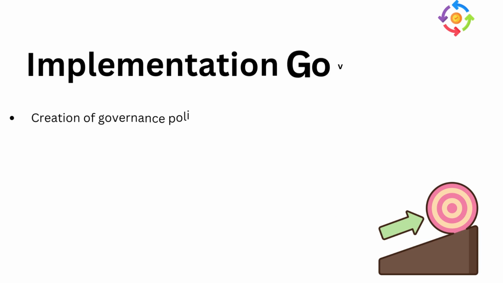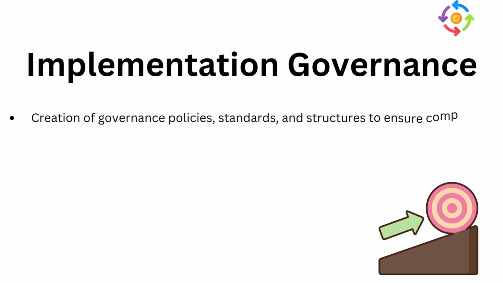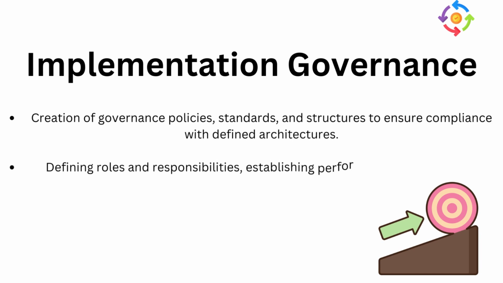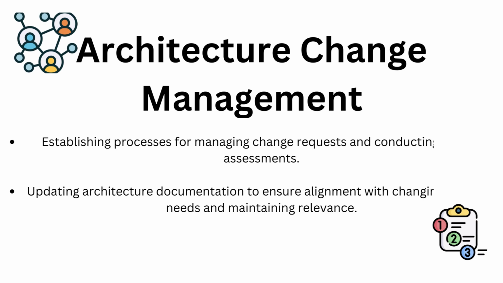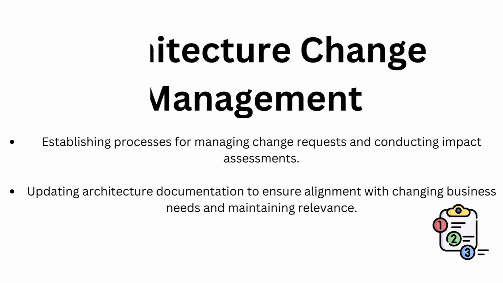Implementation governance ensures that the implemented projects comply with the defined architectures. It involves creating governance policies, standards, and structures, defining roles and responsibilities, and monitoring the implementation's progress. Architecture change management. This is the final and last part of the ADM iterative cycle, which addresses the ongoing maintenance and evolution of the architecture. This phase establishes processes for managing change requests, conducting impact assessments, and updating documentation to keep the architecture relevant and aligned with changing business needs.